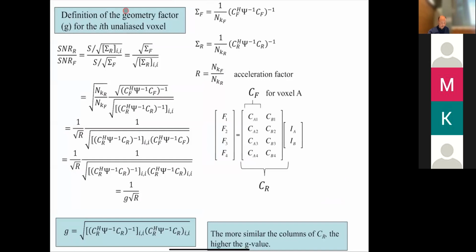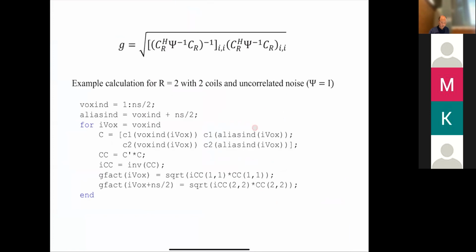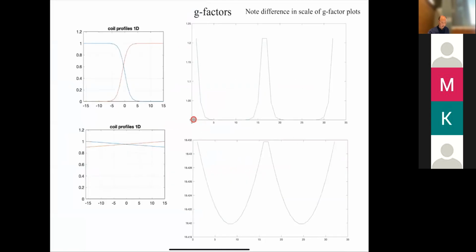So basically that's the G factor, and it turns out that it involves parts of this matrix. The bottom line is the more similar the columns are, the higher the G value. Okay, so that's what that computation comes down to. This is the computation that's in your code, so you can look at that if you want to. You can see it's making use of those columns. And then these are the G factors.